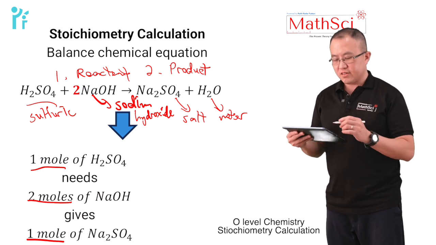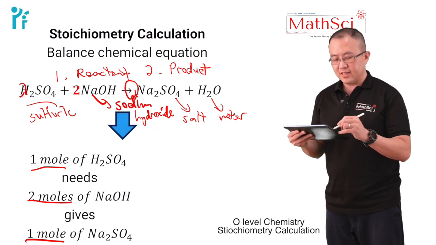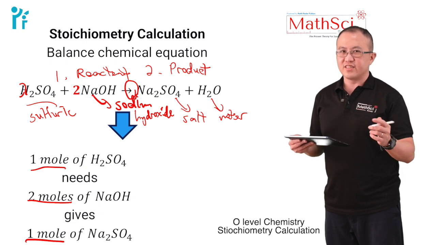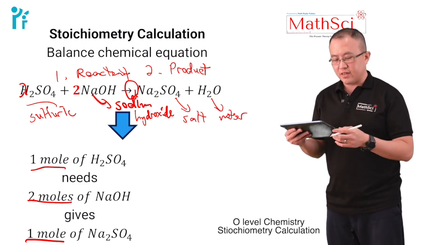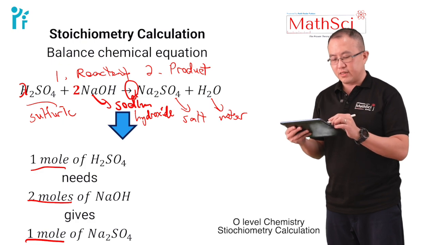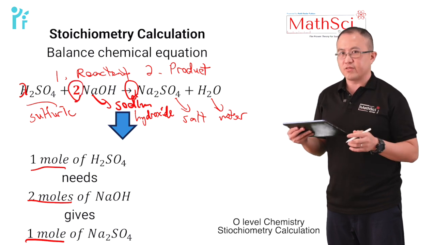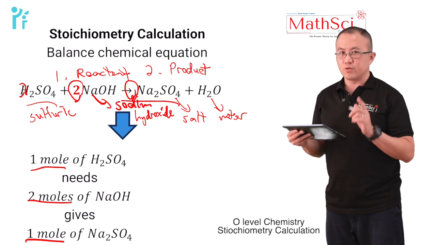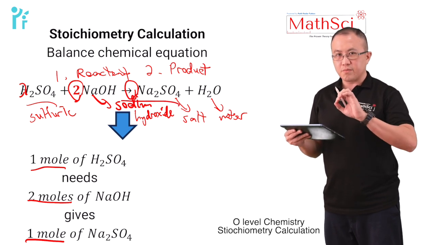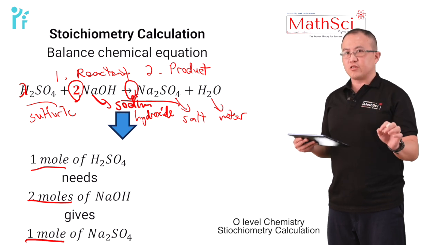Why? Because whenever we don't write a number in front, that just means 1. It's not 0. It cannot be 0. So every 1 mole of sulfuric acid will need 2 mole of sodium hydroxide in order to give you the salt that you need, which is also 1 mole. So this is the perfect recipe, the ideal situations.